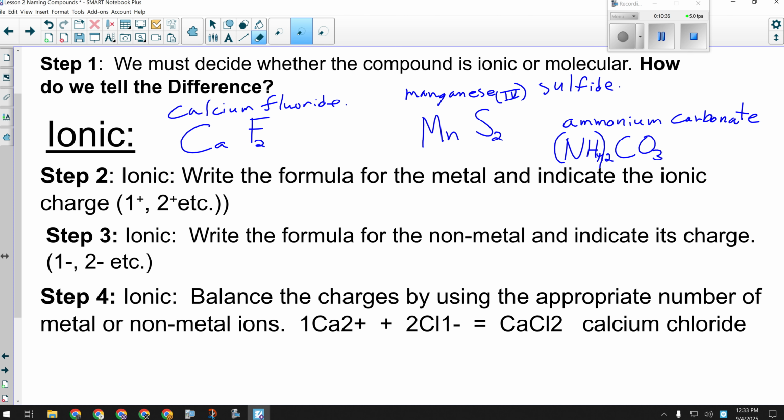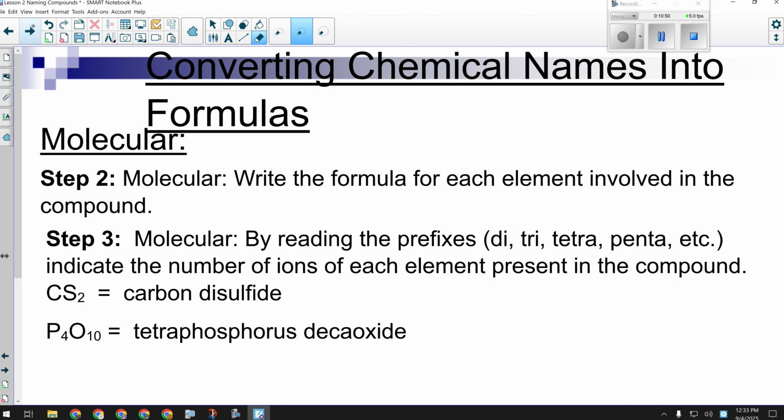So that should seem mostly familiar, right? The only thing new here is what to do with the polyatomics. The drop and swap is fundamental. If you can do that, you can apply it to any ionic compound.